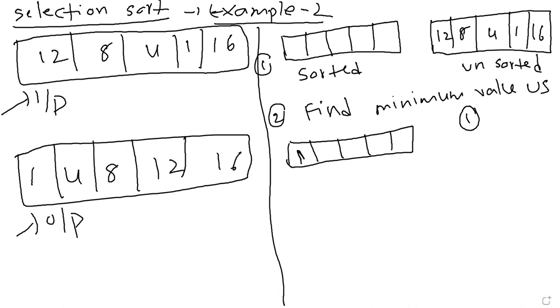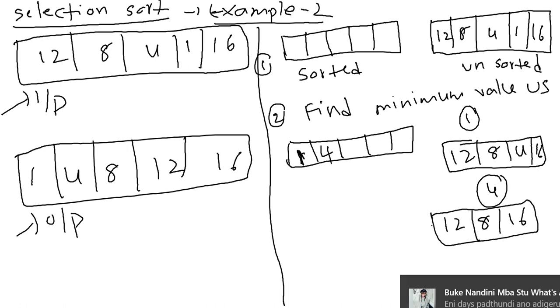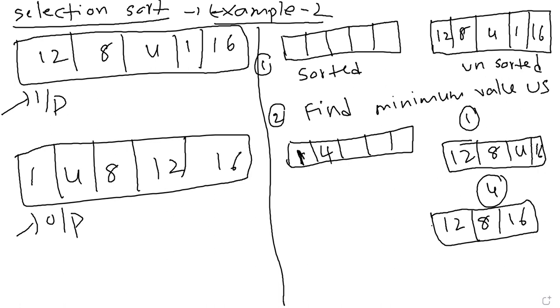After finding the minimum value, you place 1 in the sorted array. Done. Now repeat step 2 again. What are the elements left in the unsorted array? 12, 8, 4 and 16. Minimum value is 4. Arrange 4 in the sorted array. What is left here? 12, 8, 16. Again find the minimum value. Minimum value is 8. So arrange 8 in the sorted array.